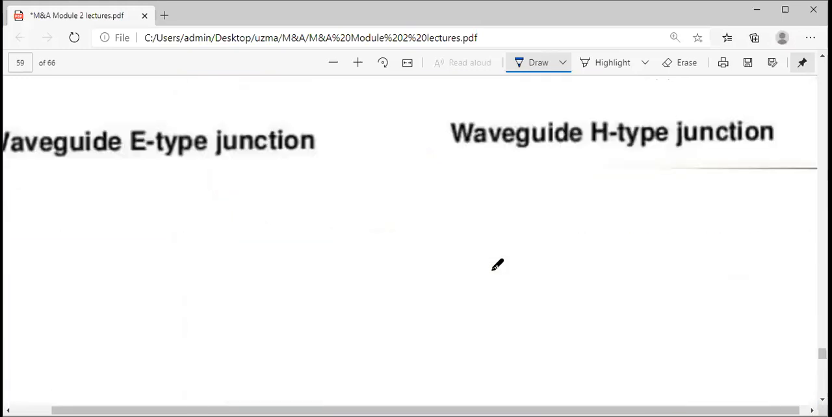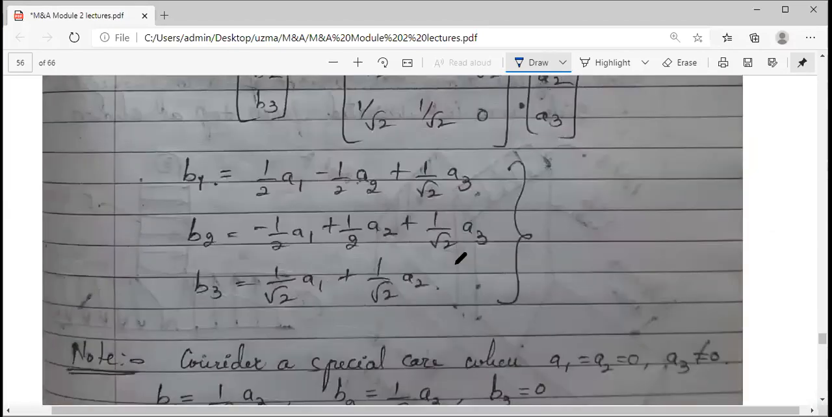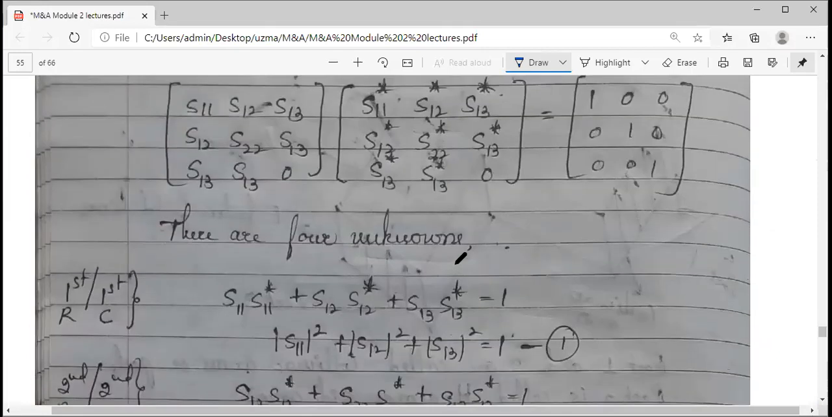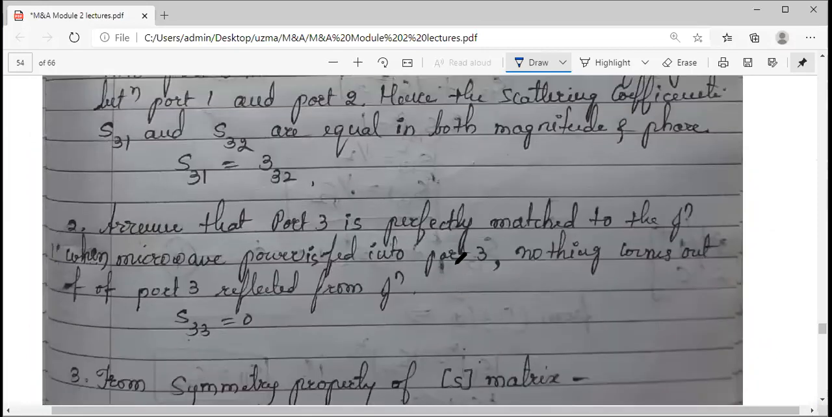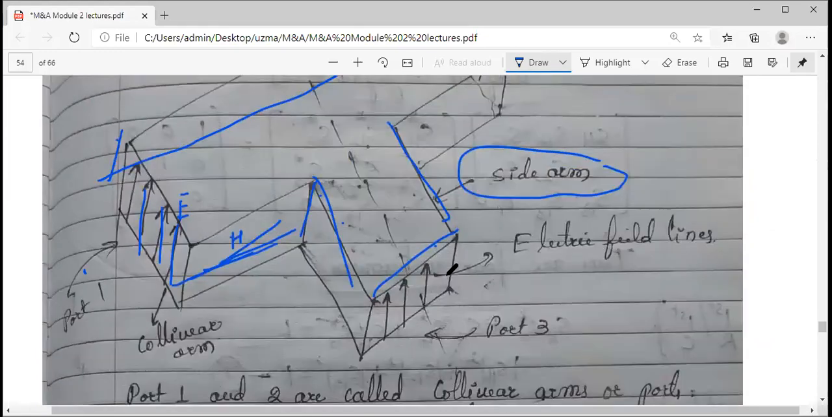For these waveguide T junctions, we have the H plane T junction and the E plane T junction. And there is one more category, a combination of these two, that we call the hybrid T junction. For each of these T junctions, we will discuss their properties. Then from their properties, we will derive the S matrix. And with the help of the S matrix, we will prove that these T junctions can be used as a power combiner or power splitter.